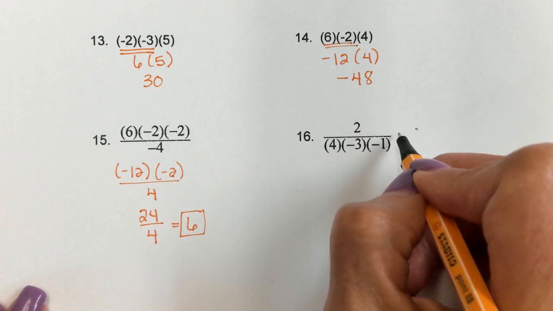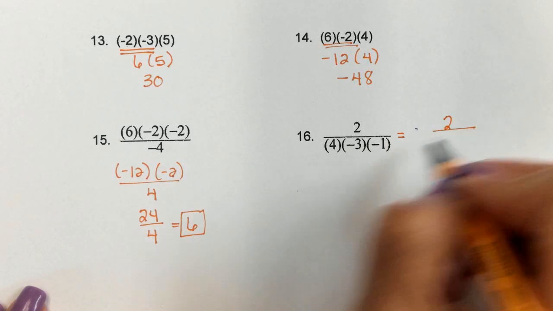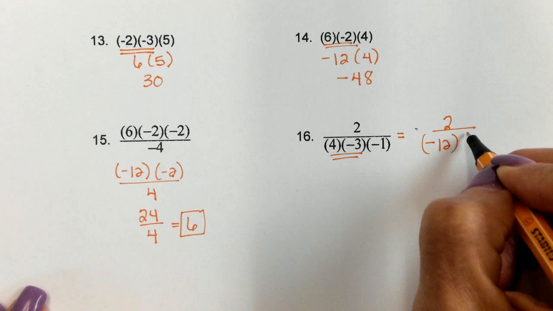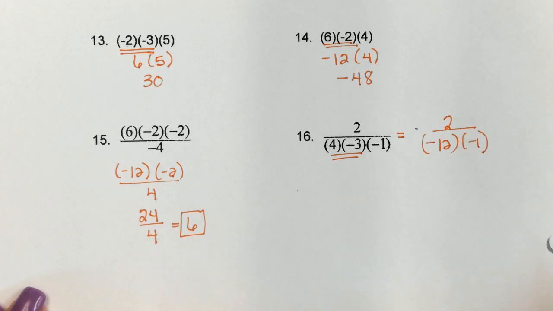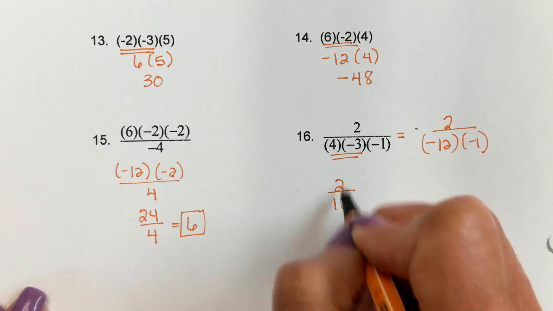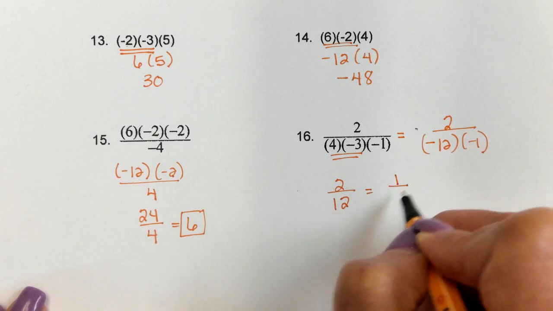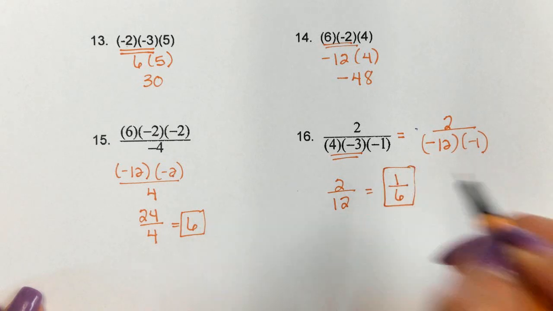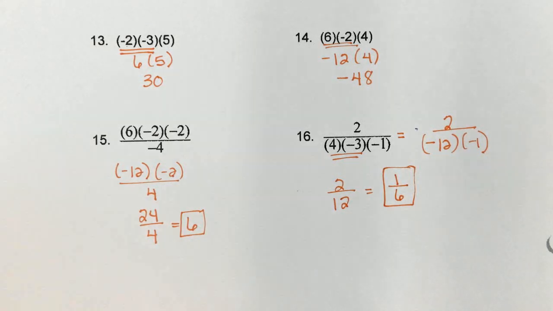And on the bottom here, we're going to do this one, just this part. This is going to be negative 12. And I'm going to bring down the negative 1. And negative 12 times negative 1 is a positive 12. Now this again is not going to divide nicely, so I'm just going to reduce that down by 2 to 1 over 6. So that is it for our integers.